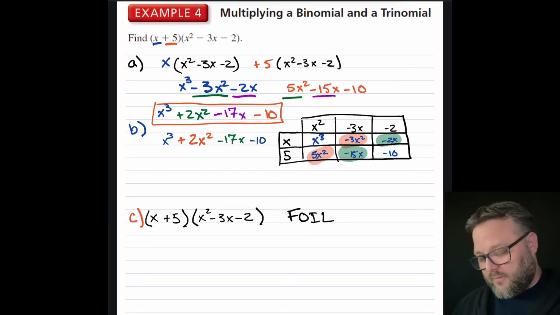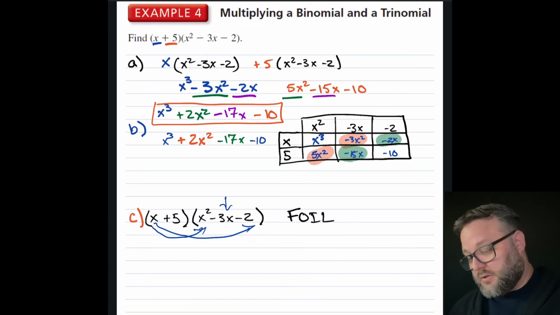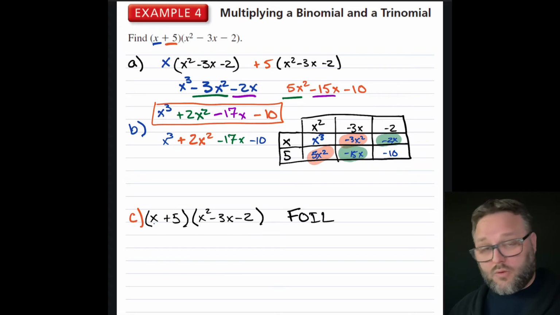because FOIL says start with your first, multiply your first. Keep with your first, go to your outer. The problem is I've now skipped this -3. I'm not taking it into account. So FOIL, as it's worded, doesn't work for multiplying a binomial and a trinomial.